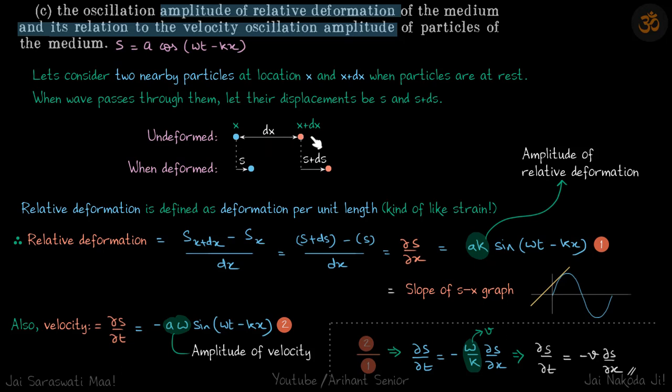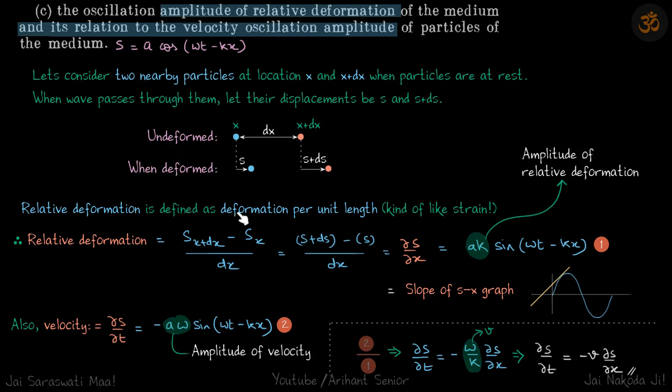Let's take a length of dx. The particle here is at a distance x and the particle here is at a distance x plus dx. These are two nearby particles at locations x and x plus dx when the particles are at rest. Now when the wave passes through them, let their displacements be s and s plus ds. This is the undeformed state when the particles were at rest, and this is when the particles are deformed.